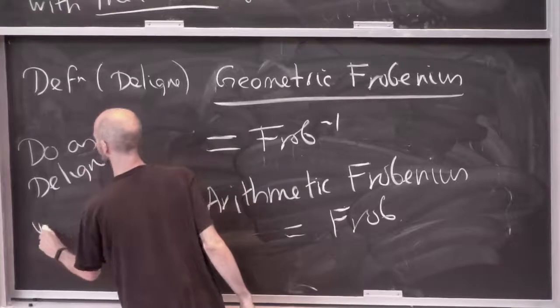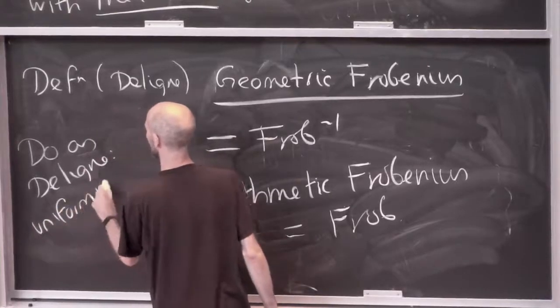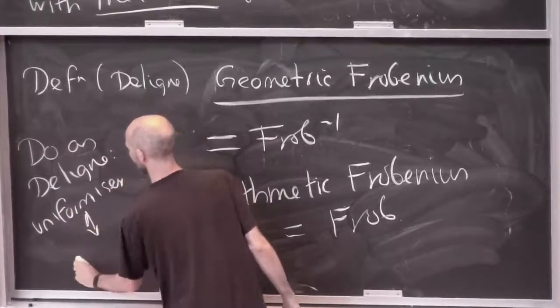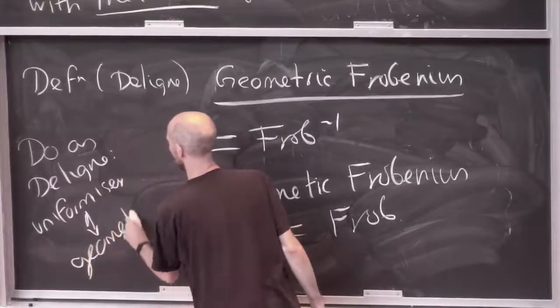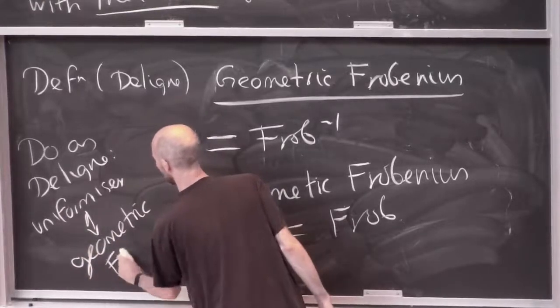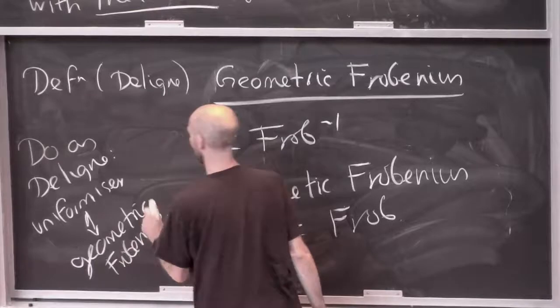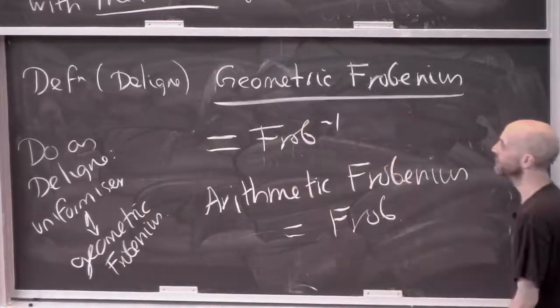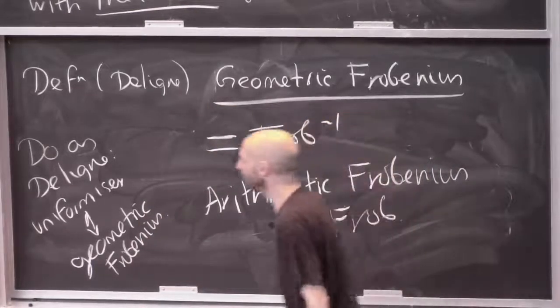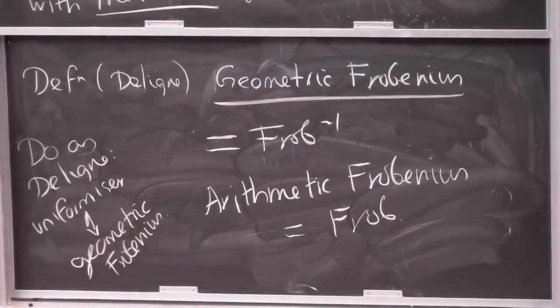Okay, uniformizer is related to geometric Frobenius. Because if we all do the same, then we won't have to deal with the nightmare that I've had to deal with in the past, plowing through papers and trying to figure out what their normalizations are. Fifteen minutes of waffle now saves years of pain later.